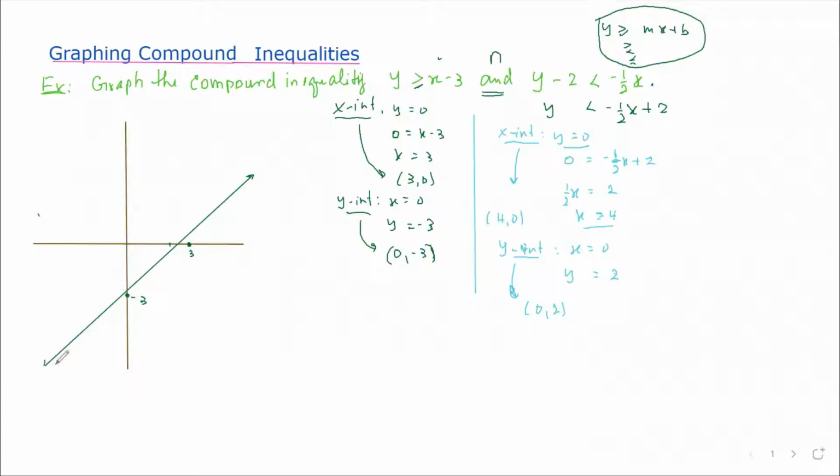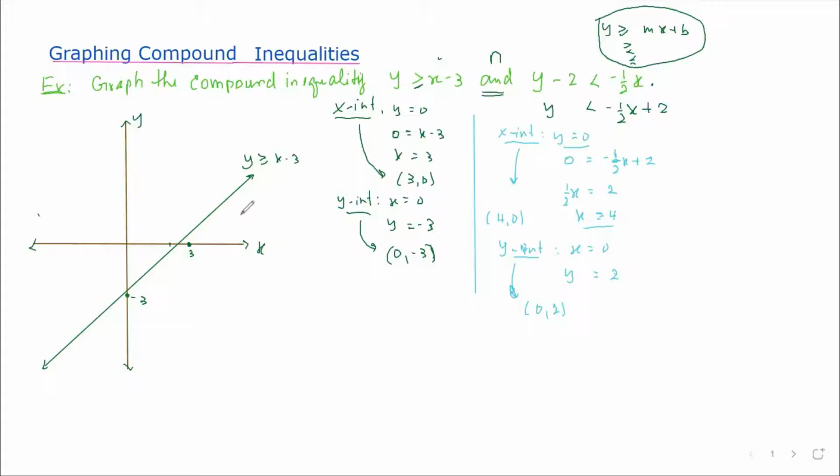Then you label it: y greater than or equal to x minus 3. And this one has the equal sign, so it is a dark line, a deeper color, not broken. This is the y axis, this is the x axis.